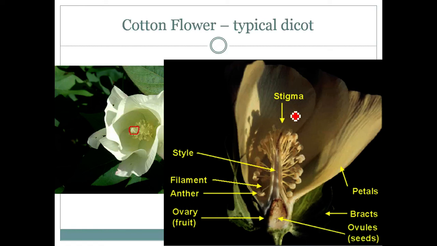And again, here's a cutaway version with your stigma, your anthers here, your style, your filament for the anthers, and again the ovary containing the very small ovules, which you can't really see. These outer structures here labeled as bracts are the same thing as sepals were in a previous diagram that we looked at. In cotton, and some other plants, they're referred to as bracts. But again, they serve more of a protective role than anything else.